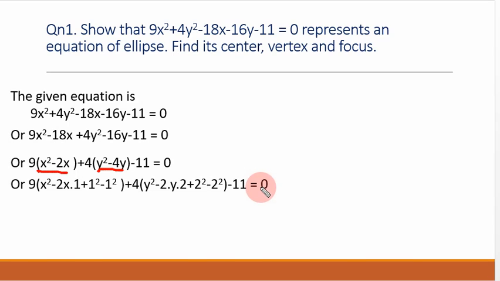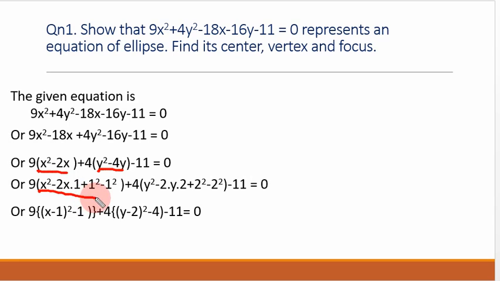And after this, now we have the square terms. And these three terms form x minus 1 whole square, and these three terms form y minus 2 whole square. You can see that easily.